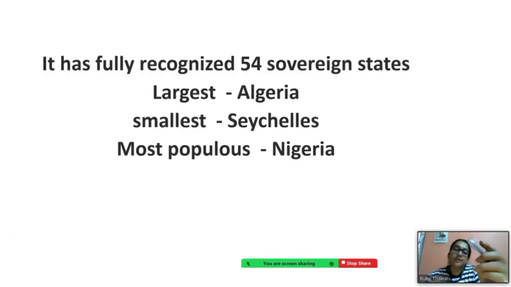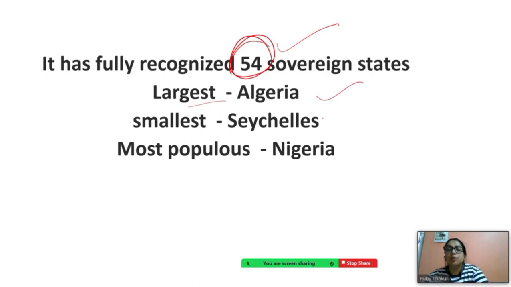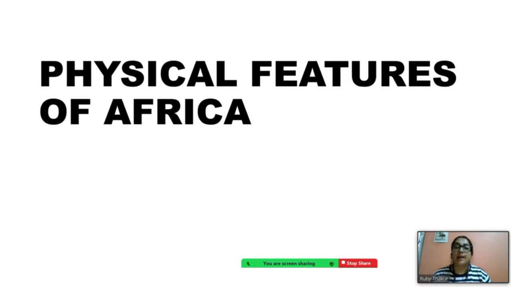Which is the largest? How many countries are there in total in Africa? We have 54 sovereign states. Then the largest is Algeria, the smallest is Seychelles, and the most populated is Nigeria. So just take care of this particular fact. How many in total? 54. Largest is Algeria, smallest is Seychelles, and the most populous one is Nigeria.